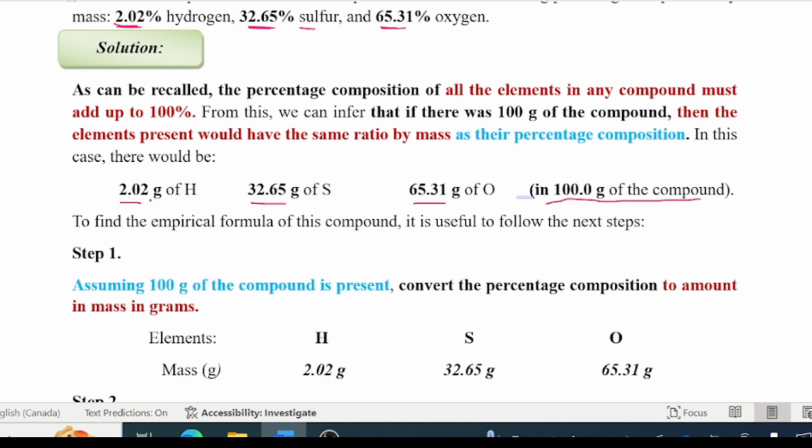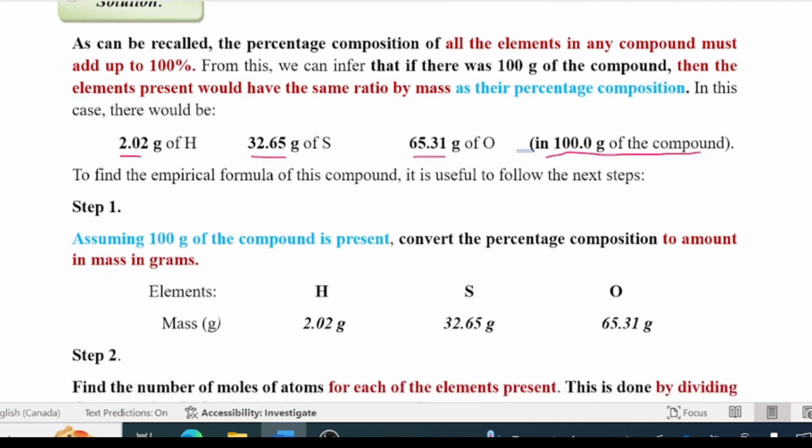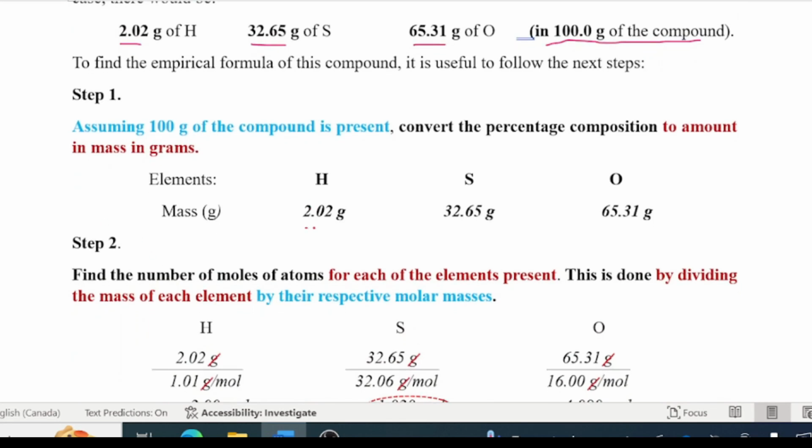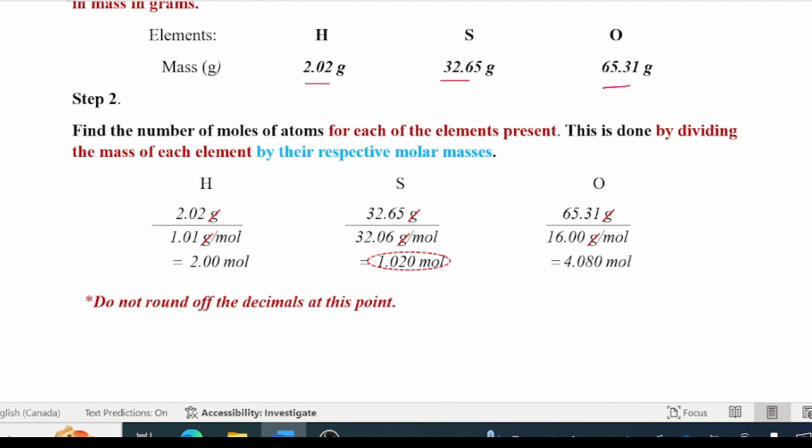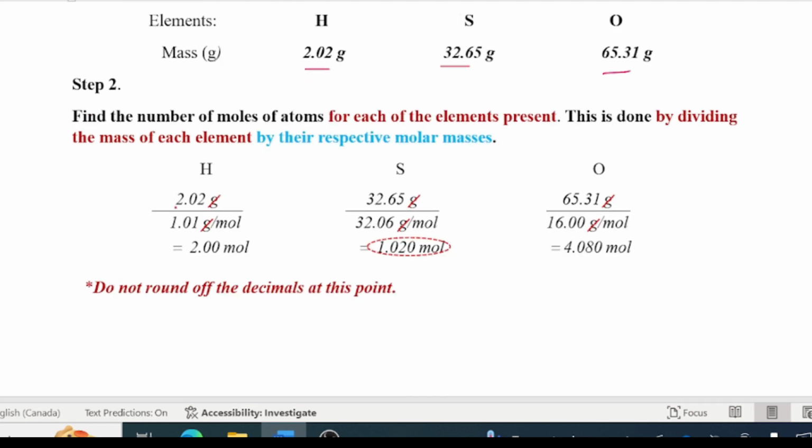So the most accurate thing to do is to find the number of moles of hydrogen in that, number of moles of sulfur in that, number of moles of oxygen in that. First step, we change all of these to mass in grams. The next step will be to find the number of moles of each element present. So you divide that by the molar mass for hydrogen. You divide this by the molar mass of sulfur, and you divide that by the molar mass for oxygen.